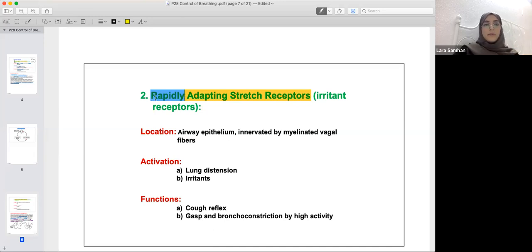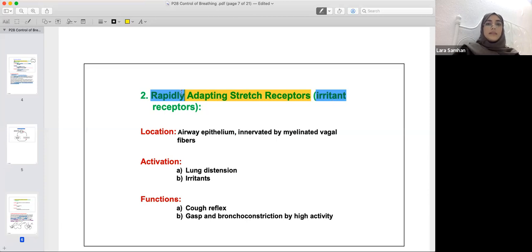This will happen by something called rapidly adapting stretch receptors. It has another name, which is called irritant receptor. Why is it irritant receptor? Because if there's an irritant, what's an irritant? An irritant is basically like a foreign body, anything that's irritating the lung pathway or the lung passage, like the trachea, the larynx, and everything. We want it to be removed or expelled out of the lung pathway, or out of the body in general.